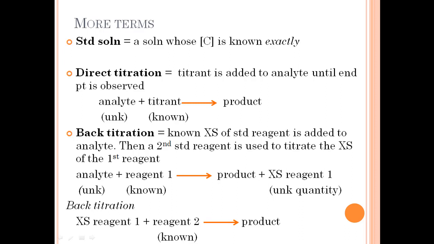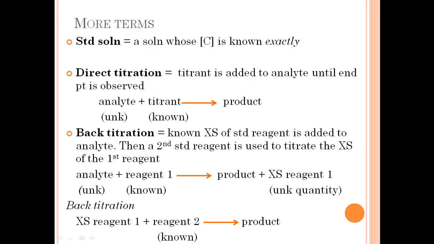Well, what's a back titration? A back titration is when a known excess of a standard reagent is added to the analyte. And then a second standard reagent is used to titrate the excess of the first reagent. So for example, you have your analyte, which you don't know. You add a reagent, which you know a lot about. You react those two together and you get yourself a product. Now you know that in this product there's going to be excess reagent because you went ahead and put in excess of that first reagent.